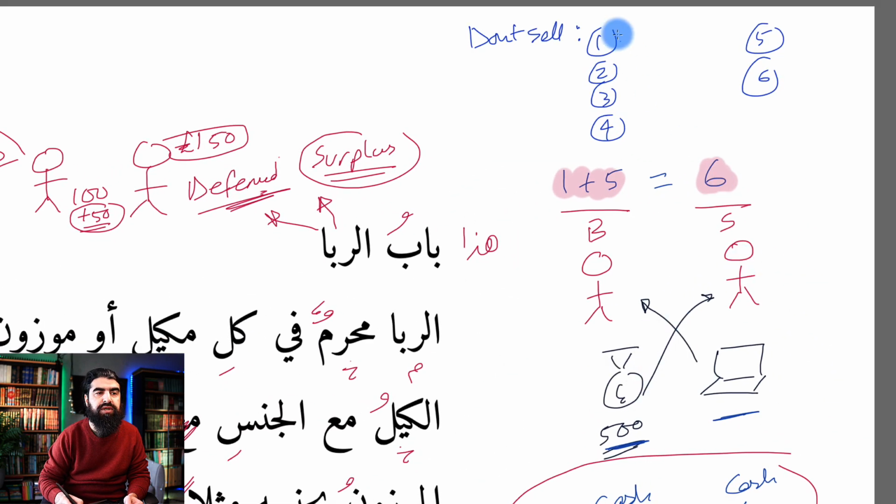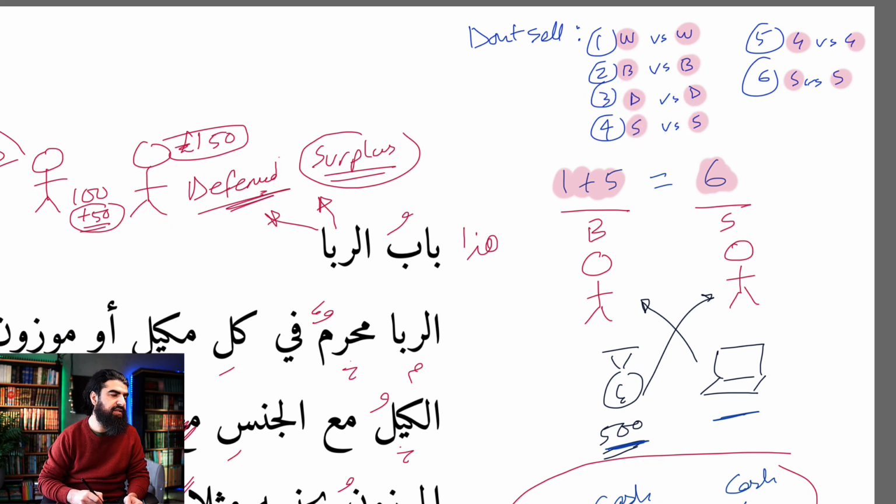So he said, do not sell wheat for wheat, barley for barley, dates for dates, salt for salt, gold for gold, silver for silver, unless they are exactly the same amount. They have to be exactly the same.